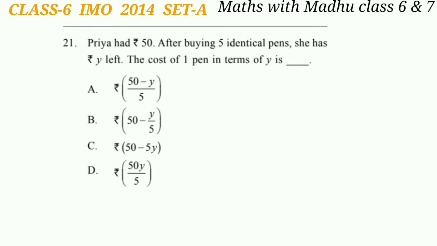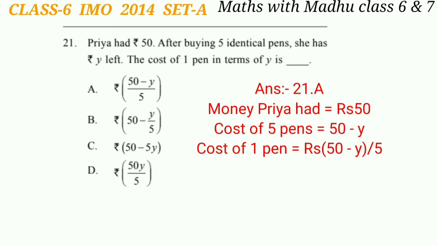Now question 21. Priya had 50 rupees. After buying 5 identical pens, she has y rupees left. The cost of one pen in terms of y is dash. She had 50 rupees. After buying 5 identical pens, she has y rupees left. That means the cost of 5 pens will be 50 minus y. Now we can find the cost of one pen, which will be 50 minus y divided by 5 rupees. So the answer will be option A.